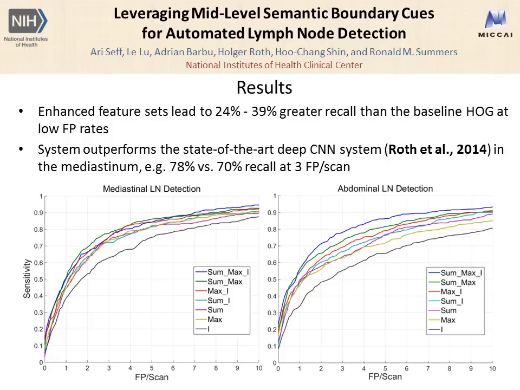Additionally, the system achieves higher recall in the mediastinum than the recent deep learning approach to lymph node detection, which was presented at MICCAI 2014. Unlike a CNN trained for direct lymph node recognition, our pipeline includes an explicit semantic boundary layer.